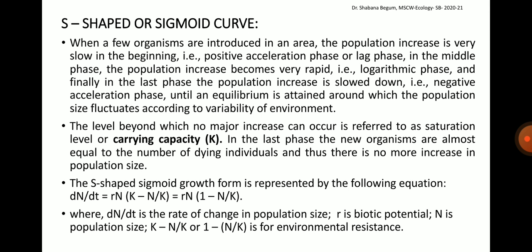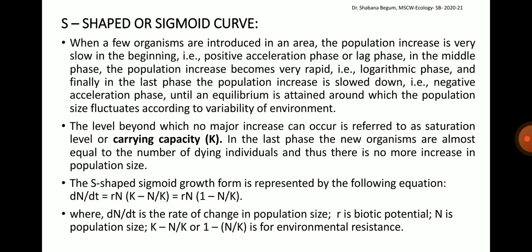Let's discuss the S-shaped or sigmoid curve. When a few organisms are introduced in an area, the population increase is very slow in the beginning, that is the positive acceleration phase or lag phase. In the middle phase, the population increase becomes very rapid, that is the logarithmic phase, and finally in the last phase, the population increase is slowed down, that is the negative acceleration phase, until an equilibrium is attained, around which the population size fluctuates according to variability of the environment.